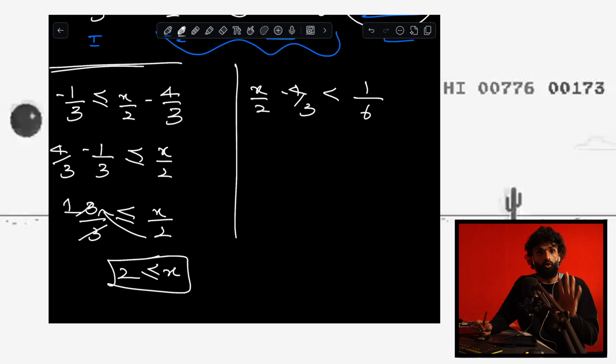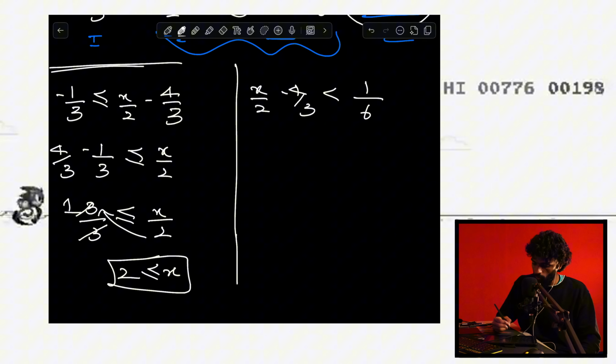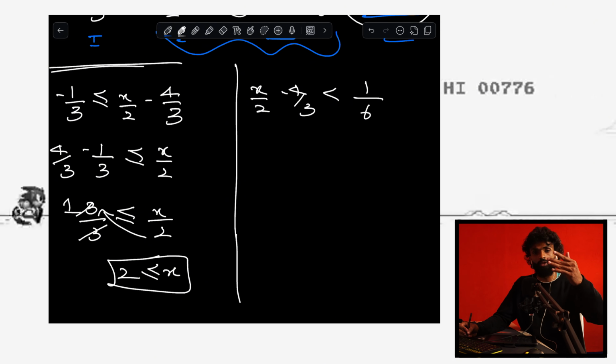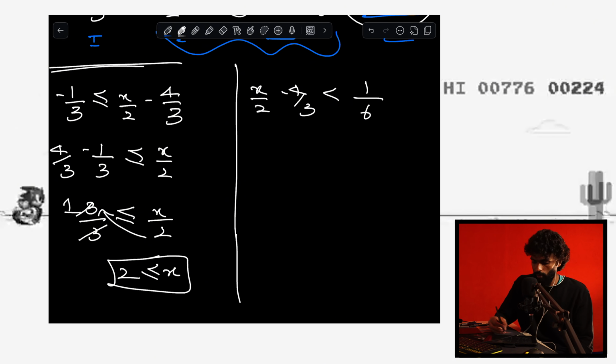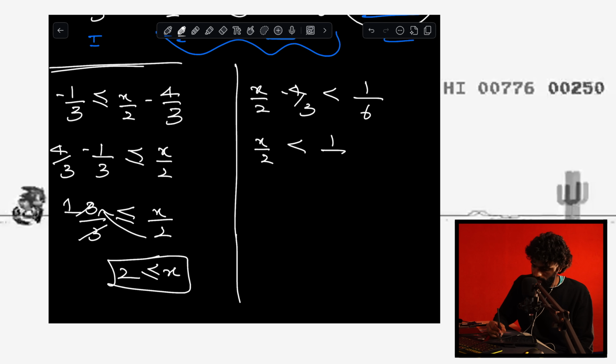Is this my final answer? No, this is a simplified version of the first two parts of the question. Now we'll try to simplify the second two parts, the 2 and the 3 parts. Okay, so again, same logic. I keep the letters as they are, the symbol also as it is. 1 by 6, the minus 4 by 3 comes this side, becomes plus 4 by 3.